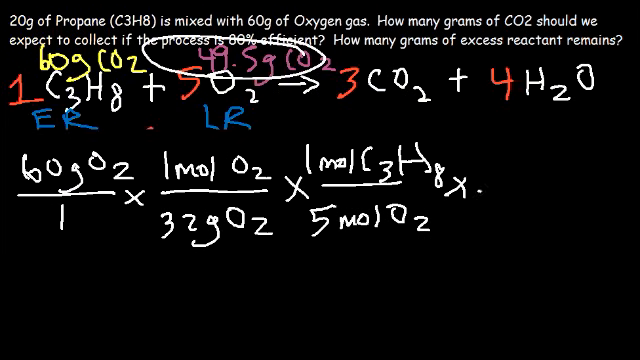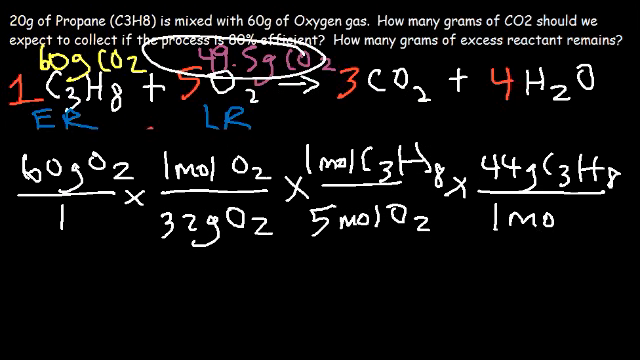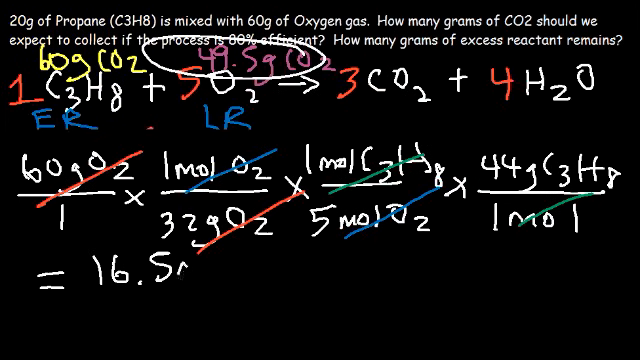Now let's convert propane into grams. We already know the molar mass of C3H8. It's 44 grams per mole. So now let's do the math. 60 divided by 32 divided by 5 times 44 is 16.5. So 16.5 grams of C3H8 actually reacts in the reaction. So it reacts with the 60 grams of O2.